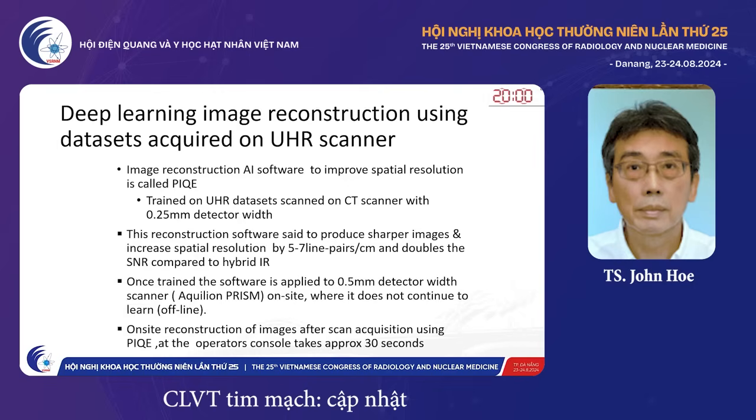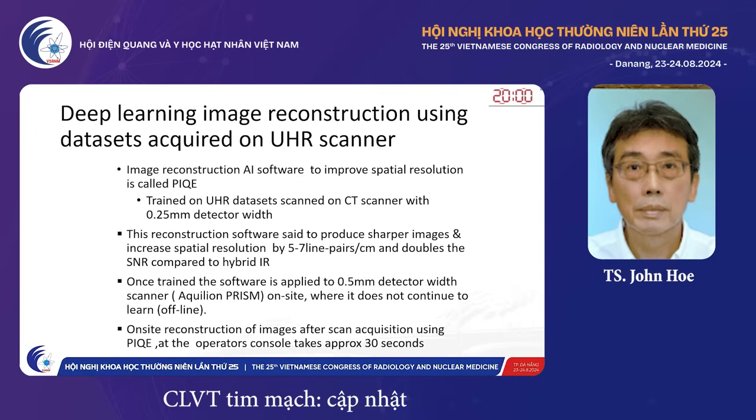Deep learning image reconstruction software is available from a vendor, and it's called Peak. It's trained on ultra-high resolution datasets scanned on a CT scanner with a 0.25 mm detector width. This software is said to produce sharper images and increase spatial resolution. Once the software is available and trained, it is applied to your normal scanner, a 0.5 mm detector width scanner called the equivalent Prism, on site where it does not continue to learn.